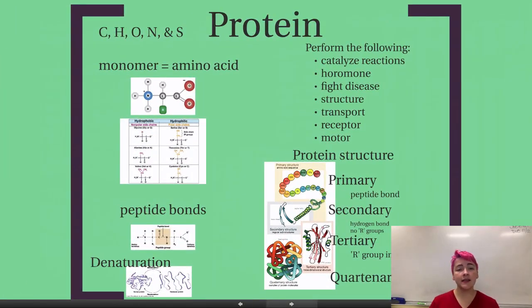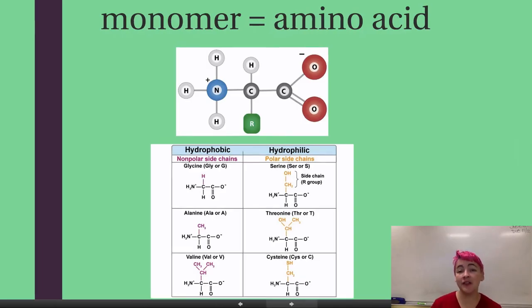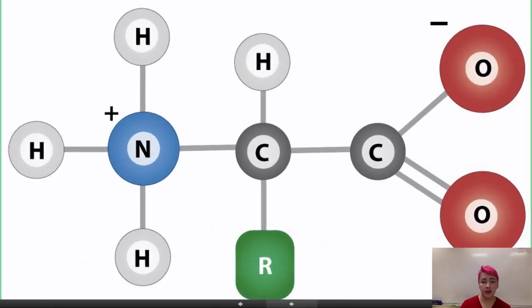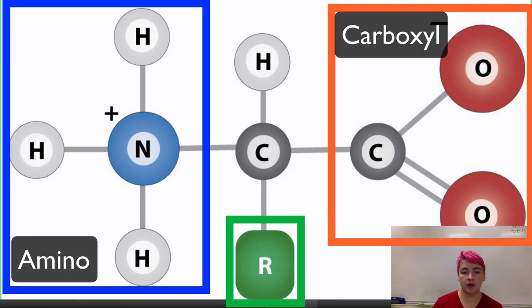Protein is the molecule that does all the rest of the stuff that carbohydrates, lipids, and nucleic acids do not do. Proteins are made out of carbon, hydrogen, oxygen, nitrogen, and sulfur. The monomer for a protein is an amino acid. All amino acids have the same general structure. If we take a look at our monomer, or our amino acid, we have an amine group on this side. On this side, we have our carboxyl, and then we have our R group, all surrounding a central carbon.